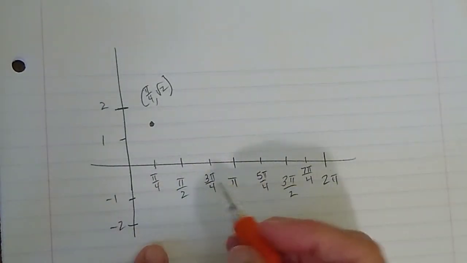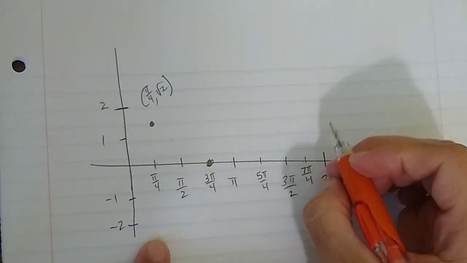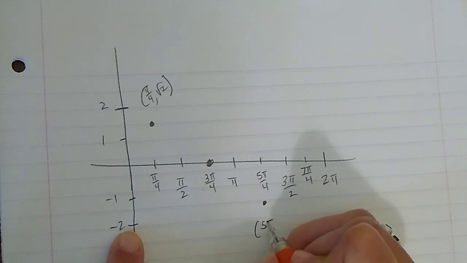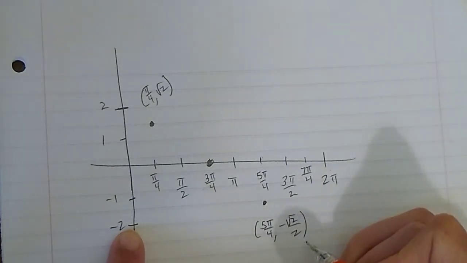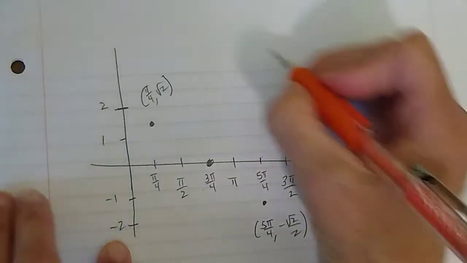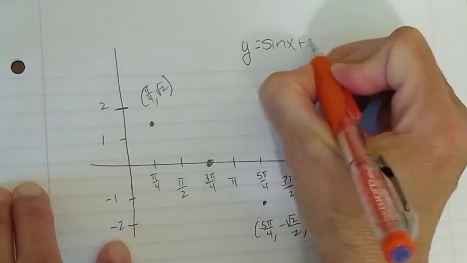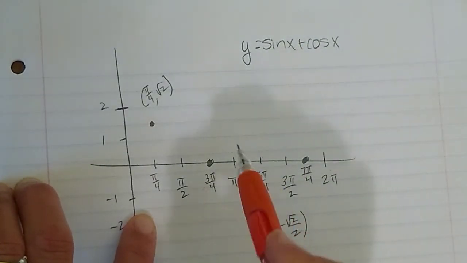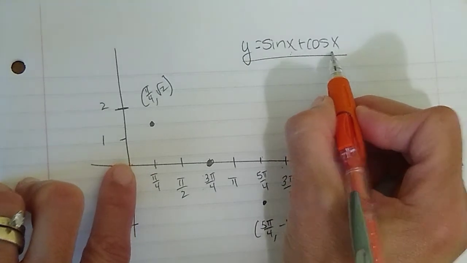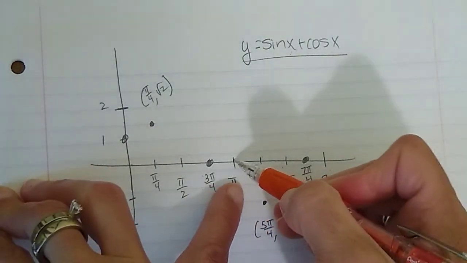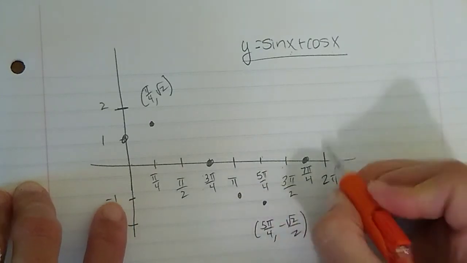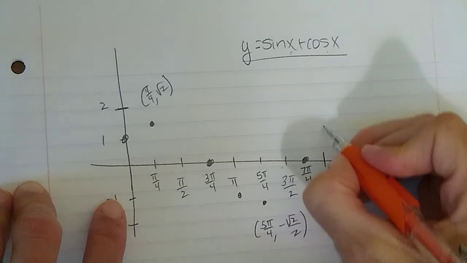3 pi over 4 was a point of inflection. 5 pi over 4 was a minimum, and we went as low as negative root 2. And then 7 pi over 4 was a point of inflection. And so we probably should figure out what this function is doing at the endpoints. Y is equal to sine x plus cosine x. If I want points on the graph, numerically, x and y coordinates, I'm going to use that function. At 0 radians, sine is 0, cosine is 1. At pi radians, just for benchmark purposes, sine is 0, cosine is negative 1. At 2 pi, sine is 0, cosine is 1, so I'm back up to 1 there.